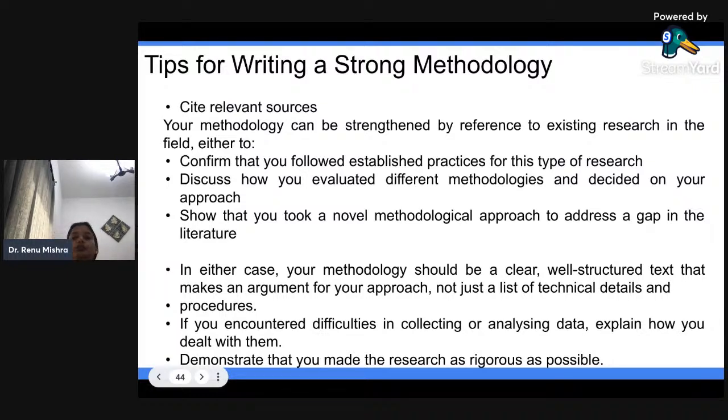All this needs to be mentioned when you are writing a strong methodology. Methodology is not only about we have chosen this method, this data collection tool, this data analysis, but why we have done this also needs to be mentioned.